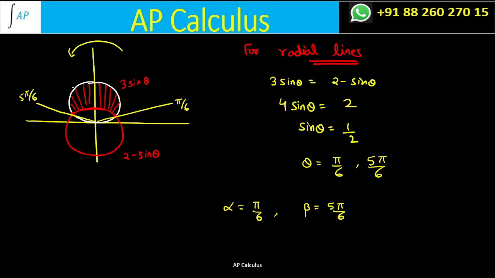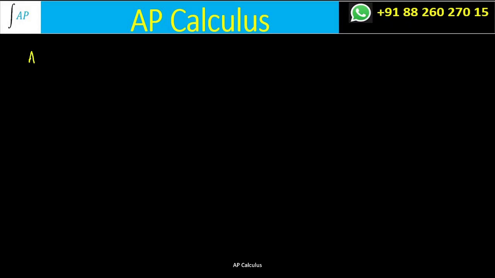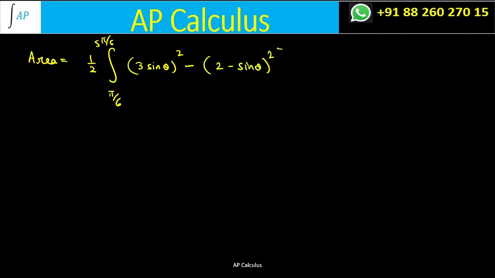Now the outside curve, seen from the origin, is this white colored one. So 3 sin theta is the outside curve and 2 minus sin theta is the inside curve. This is inside and that is outside, so we will do outside minus inside. Therefore the area will be 1 by 2 integration from pi by 6 to 5 pi by 6, where the outside curve is 3 sin theta, so (3 sin theta) whole squared minus (2 minus sin theta) whole squared, and integration of this.